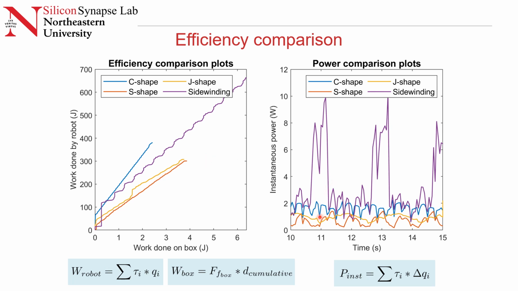And you can see the same thing with the power comparison, which is a function of time. And you can see that the S-shaped lateral rolling gait appears to be the most power efficient.